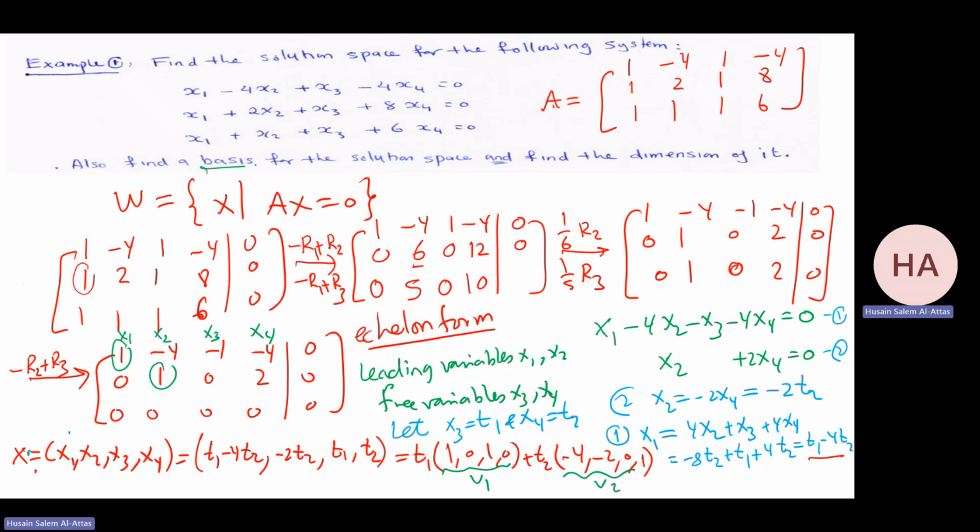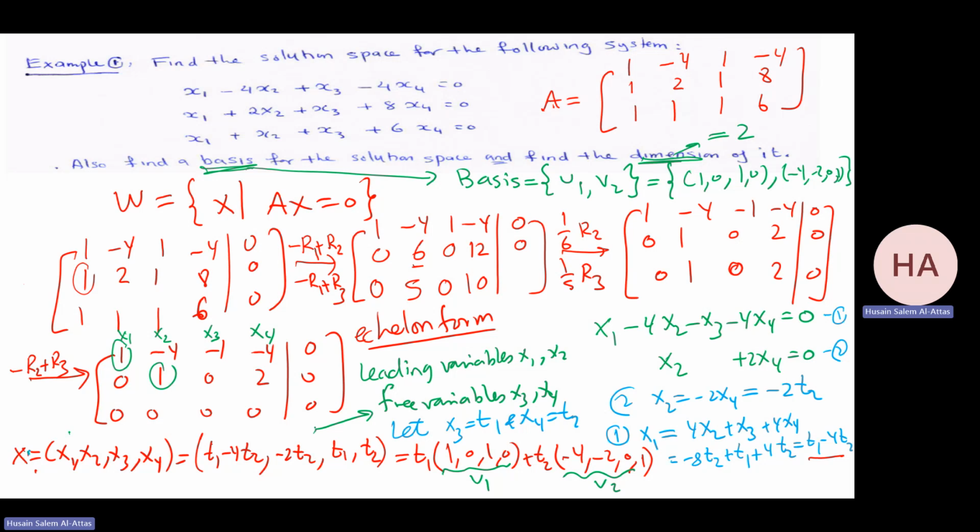So the basis will be what? V1, V2, which is 1, 0, 1, 0, and minus 4, minus 2, 0, 1. This is the basis. Dimension is equal to 2. How many vectors do we have? 2. And as I said, dimension right away I can get from the number of free variables. No need to do the rest of the calculation if I need to find only the dimension, but for the basis, I need to do the calculation.